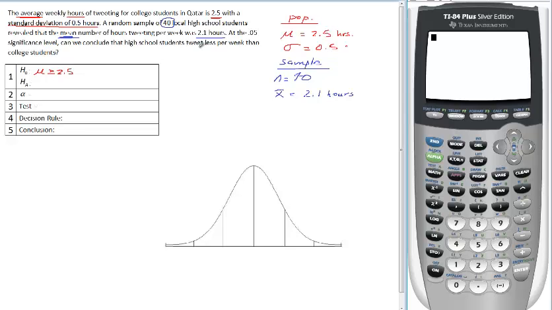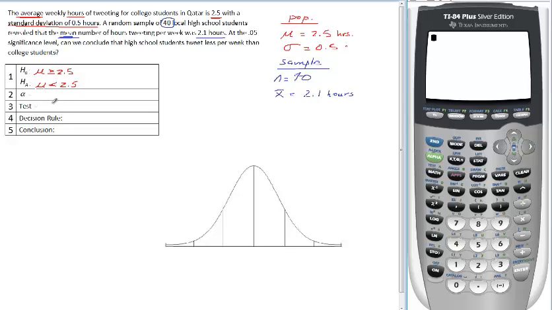And you can see here that we're asking if high school students tweet less, and usually the wording of the problem gives you the alternate hypothesis. So we're asking, do high school students tweet less? So that's mu less than 2.5. Now a couple of things to remember: the wording of the problem will give you the alternate hypothesis. The equal sign always goes with the null hypothesis. So look, and we indeed have the equal sign with the null hypothesis.